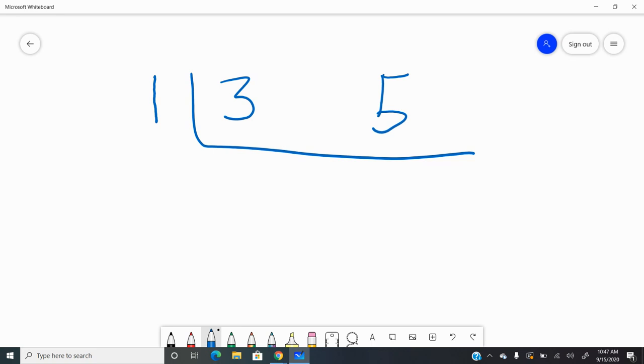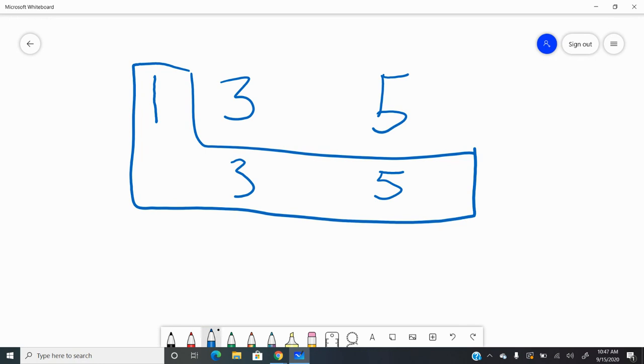So 3 divided by 1 is 3, and 5 divided by 1 is 5. Then if we multiply everything in our L together, we get 1 times 3, which is 3, and 3 times 5, which is 15. So we get the same answer. This is the only one that's just a little weird, but we do get the same answer. So hot dog, we got it.